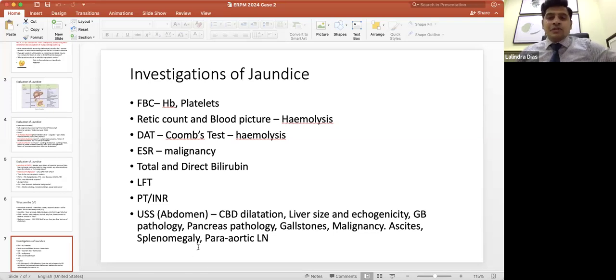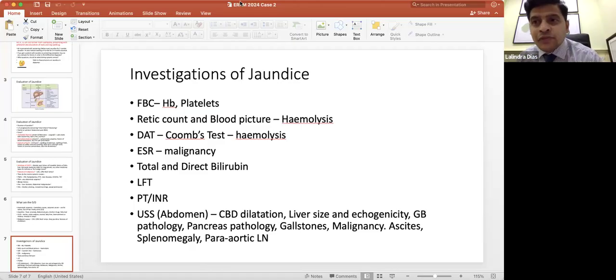Then the other very important investigation is ultrasound scan of the abdomen. You do imaging of the abdomen. Imaging will help you to identify whether the patient has got cirrhosis, right? If it is hepatitis, the liver will be swollen. If it is cirrhosis, the liver will be shrunken.